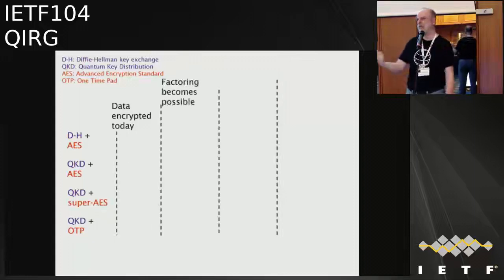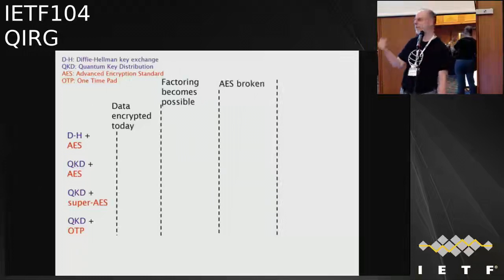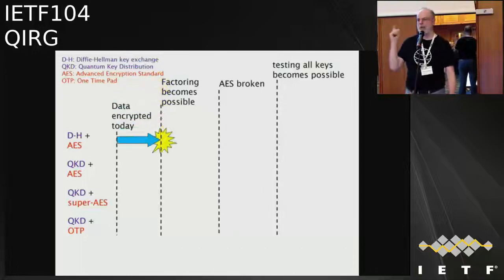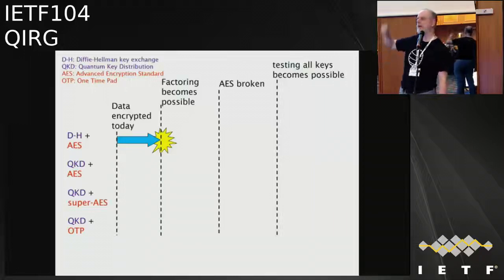At some point in the future, it may become possible to factor large numbers or otherwise do some particular mathematical operations. Farther on down the line, someone may find some vulnerability in AES, something we don't suspect actually exists today. And then maybe in some sort of hypothetical straw man, maybe it's possible to test all of the keys, all of the possible key combinations.